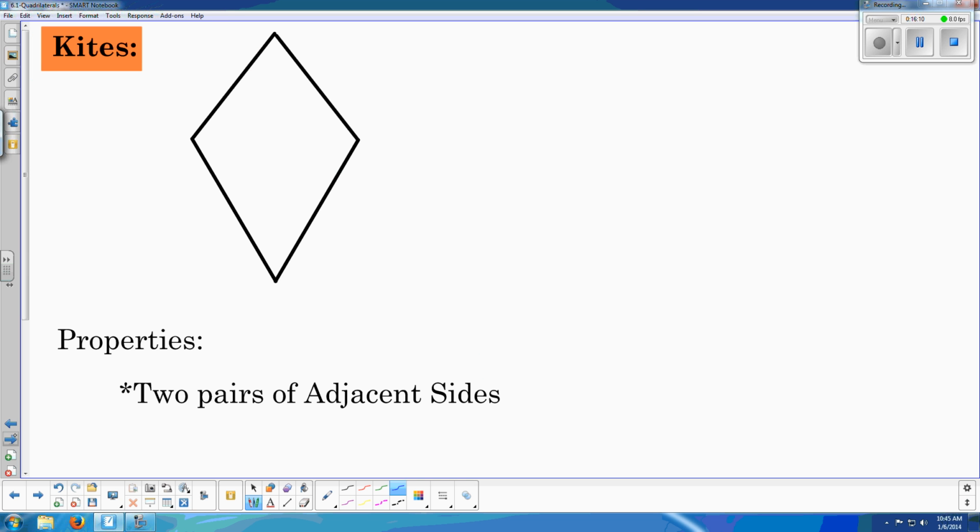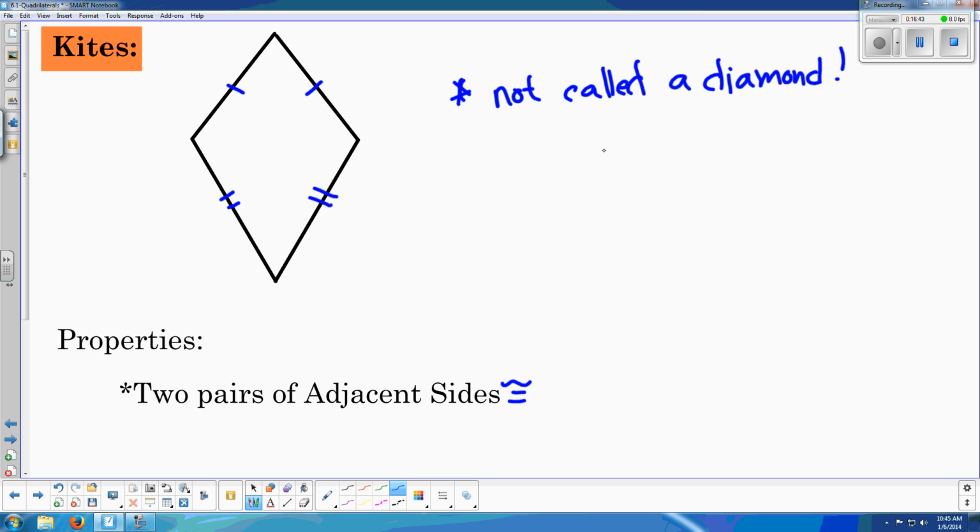Our last shape that we are going to talk about is a kite. Now, the property of a kite is that it has two pairs of adjacent sides that are congruent. So that means that this side is adjacent to this side and they're congruent, and this side is congruent to this side. Now, here's a little note, because if you do this in class, I'm going to freak out. It is not called a diamond. A diamond is a stone. A diamond is something that I wear on a ring. A diamond is something that you wear in a necklace. This is a kite shape.